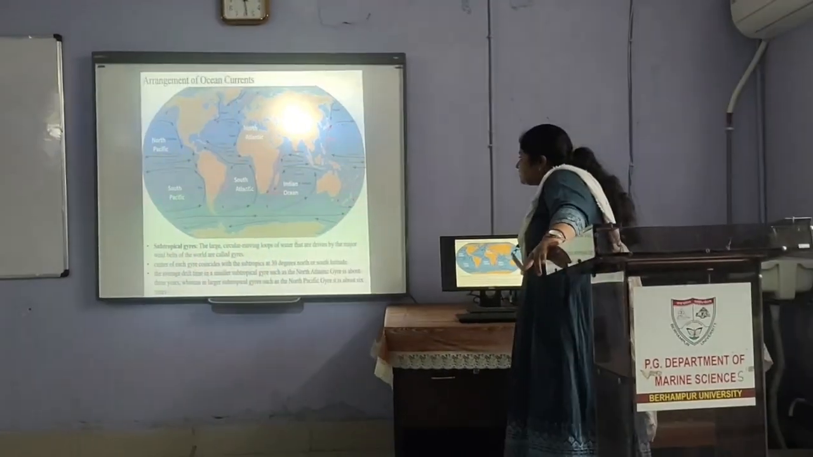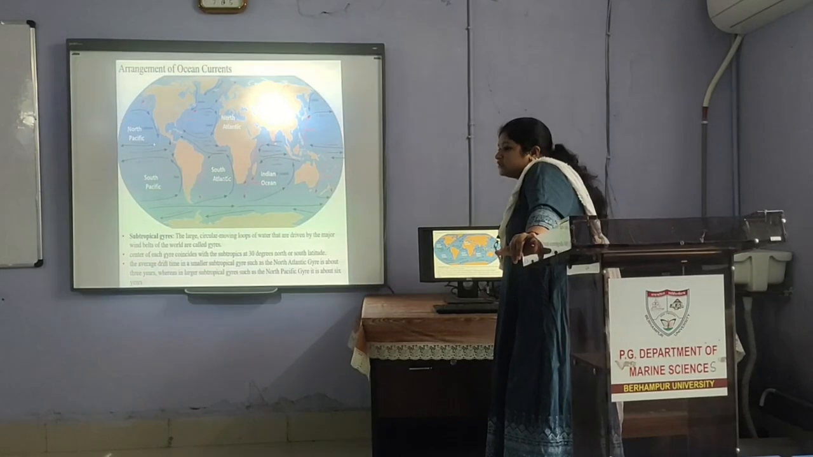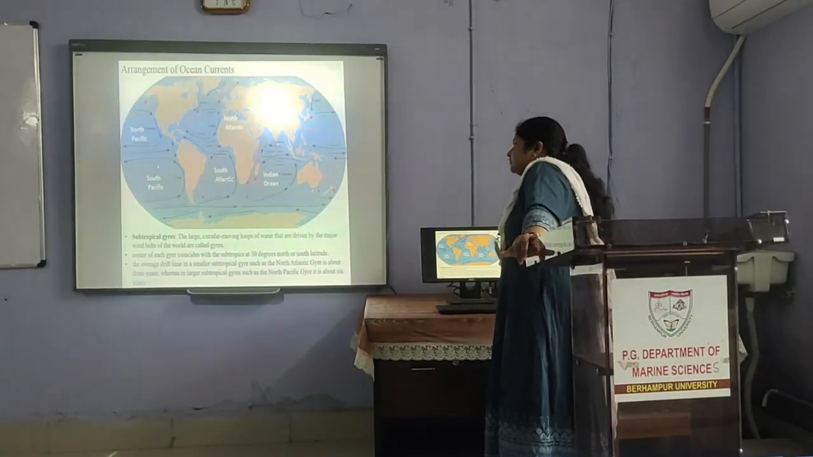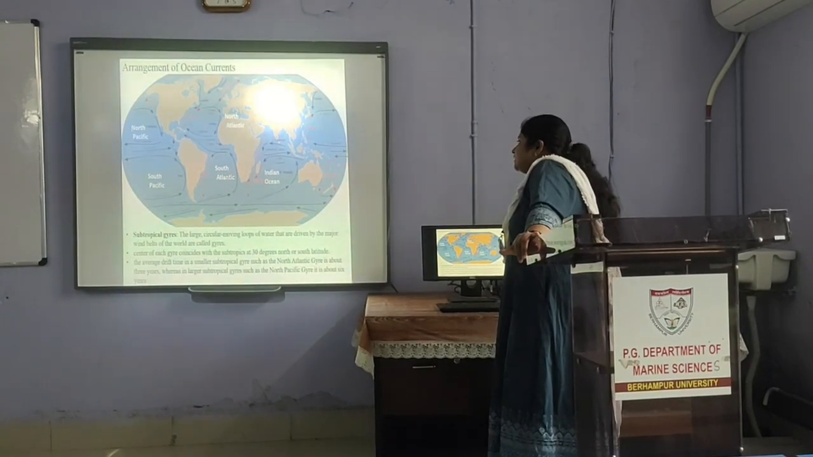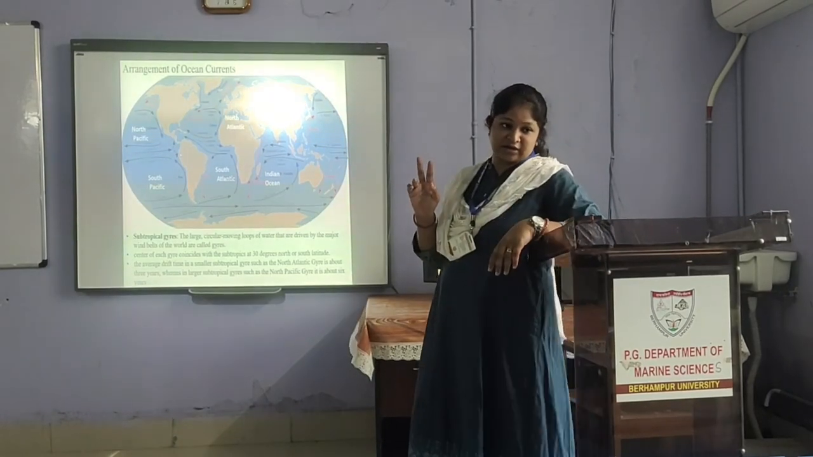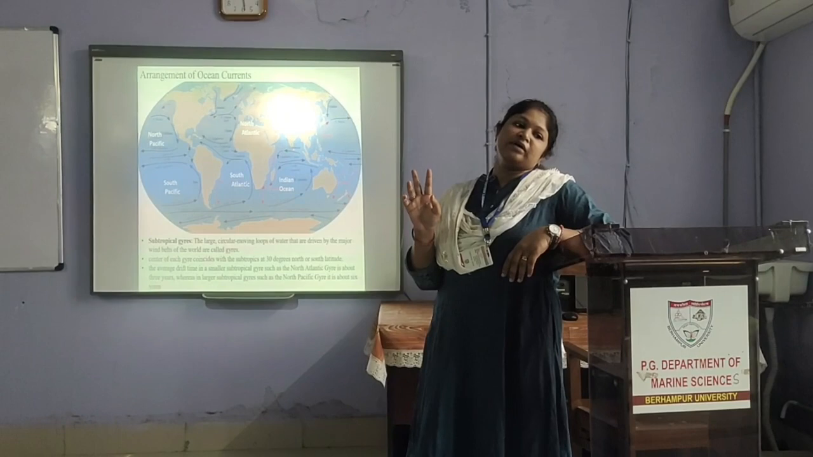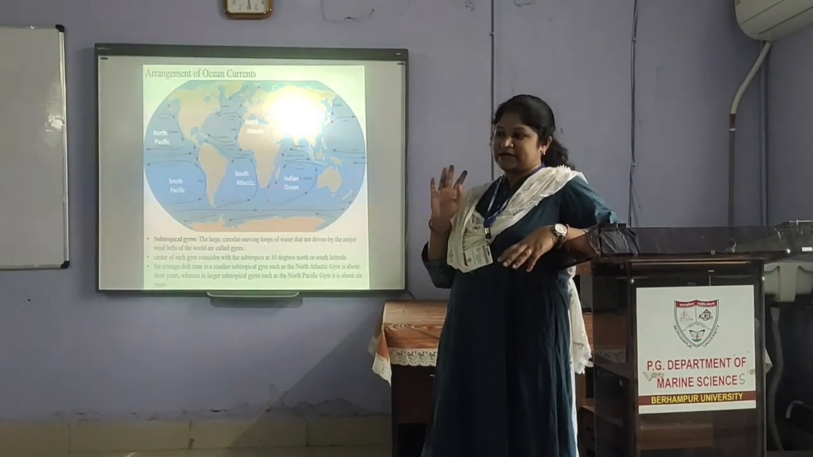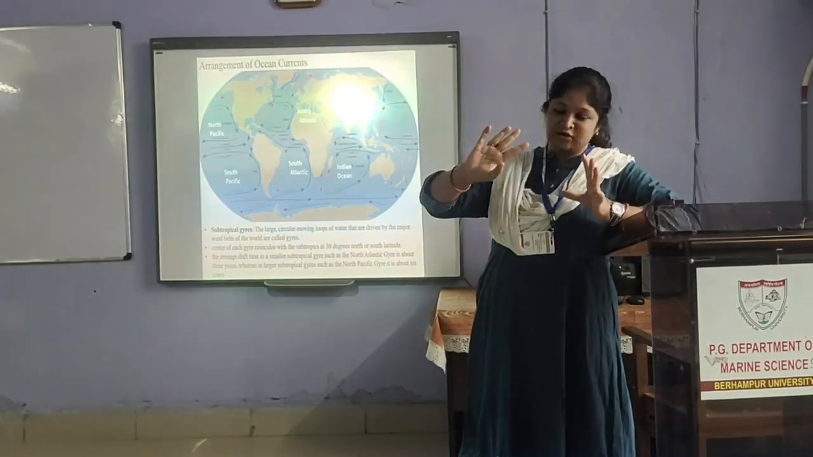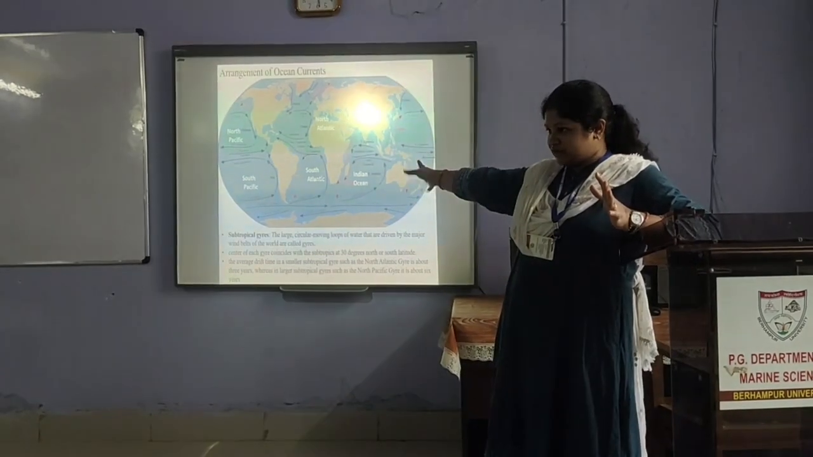See, these are called equatorial currents, not the middle one. Above this is the north equatorial current. This is the south equatorial current. Similarly, in each gyre there are 2 equatorial currents, north equatorial and south equatorial. The trade wind always flows in the same direction, so do the equatorial currents. They never change direction.